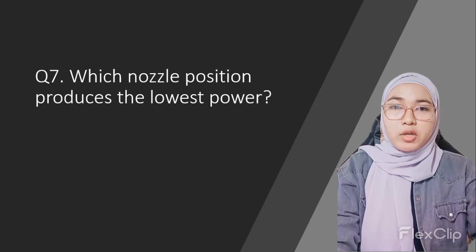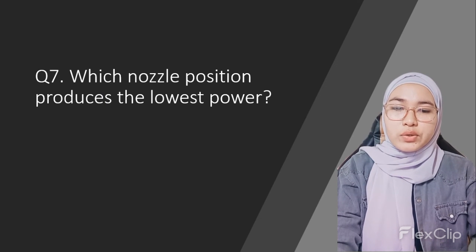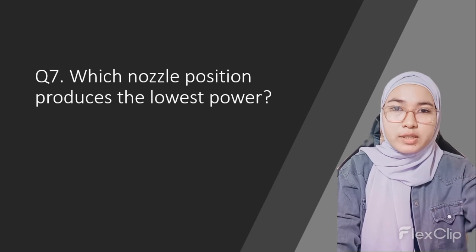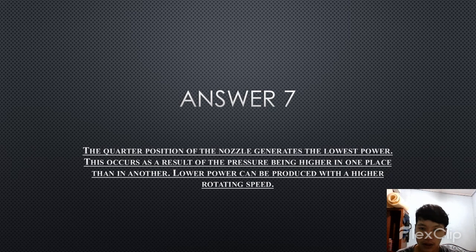My question is question 7. Which nozzle position produces the lowest power? Answer 7. The quarter position of the nozzle generates the lowest power. This occurs as a result of the pressure being higher in one place than in another. Lower power can be produced with a higher rotating speed.